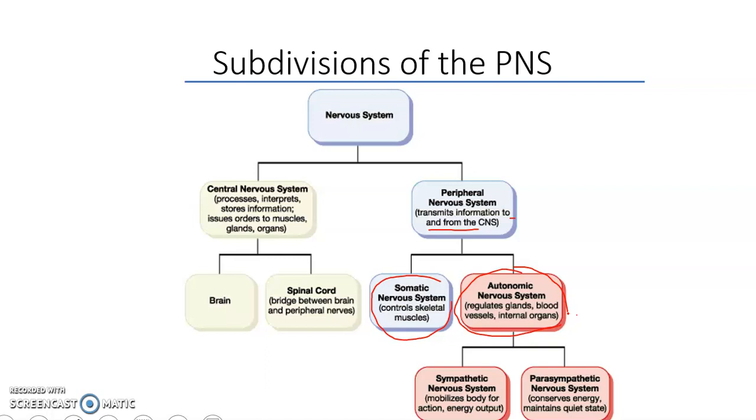This system is also divided into two subdivisions: the sympathetic nervous system, which mobilizes the body for action, all high energy output exercises, and the parasympathetic nervous system, or as we refer to it, rest and digest. It gives our body a break to make it ready for the next high energy output actions.